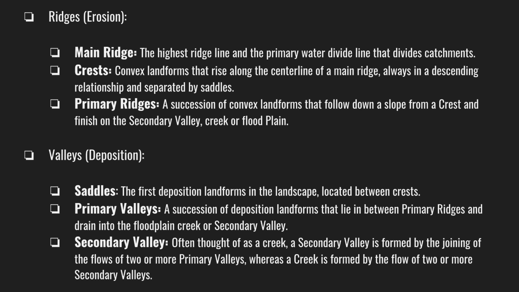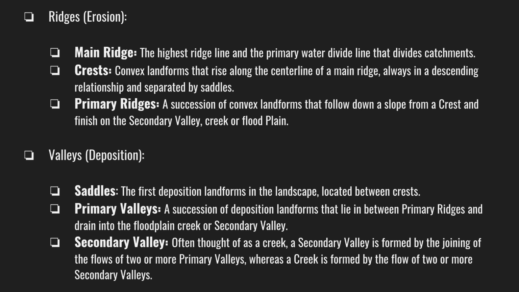Then there are valleys, which are the deposition places or areas in a landscape. And there again, mainly three types. There are saddles, which we just mentioned. They are positioned along the center line of the main ridge, and they are the very first deposition landforms in the landscape. You always find them between crests, and they also follow the same falling and rising relationship that is dictated by the main ridge.